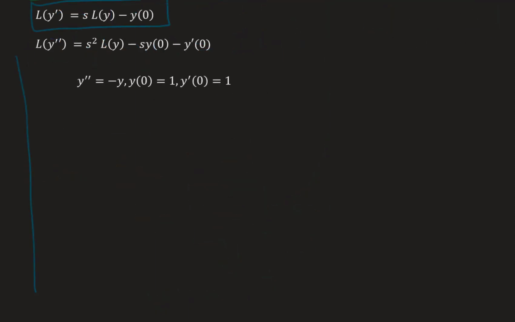We're going to proceed similarly for our second-order example. In particular, we're going to start by taking the Laplace transform of both sides, and then using linearity to pull out the negative sign. Now, appealing to our formula for the Laplace transform of the second derivative of y, we end up with s squared times big Y minus s y of 0 minus y prime of 0 equals negative Y.